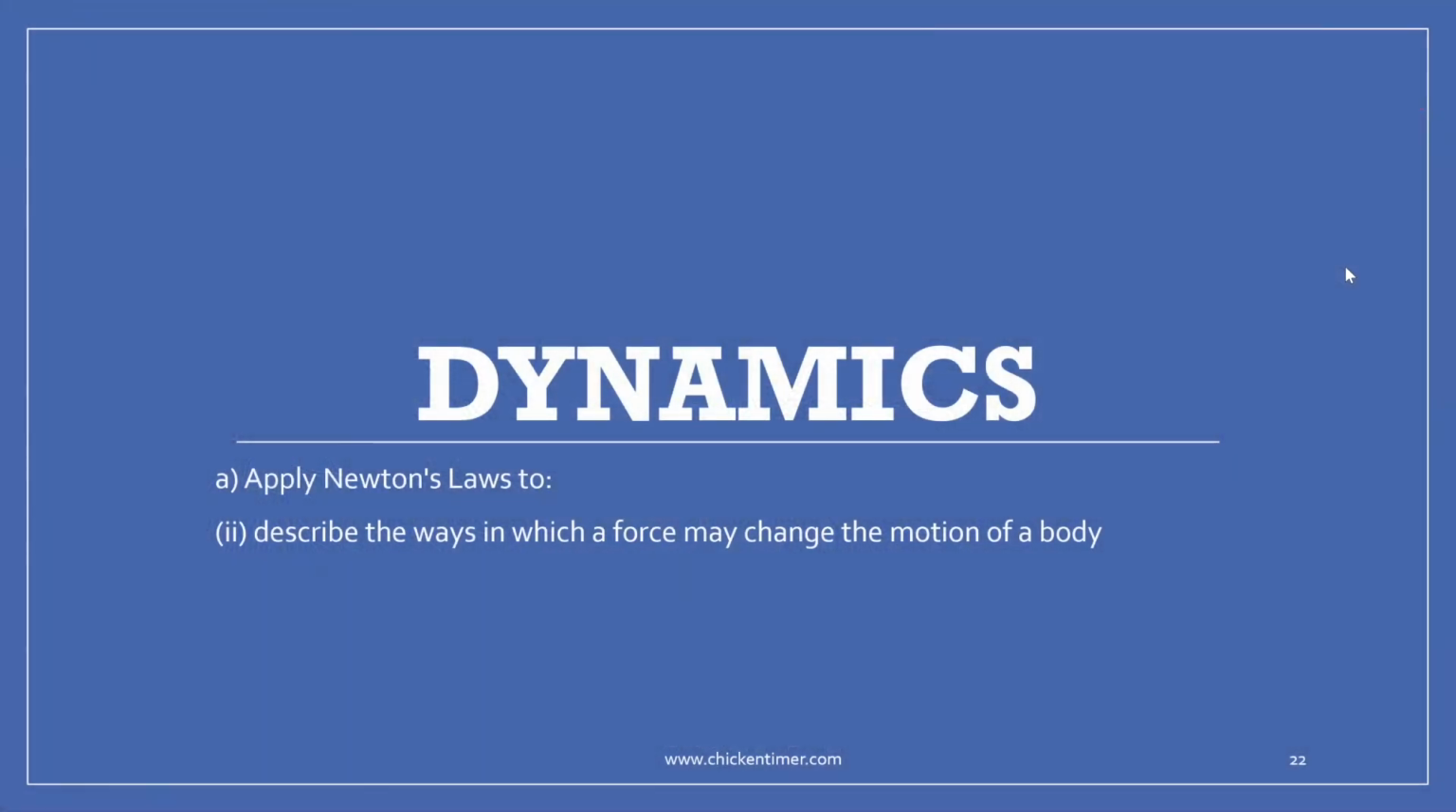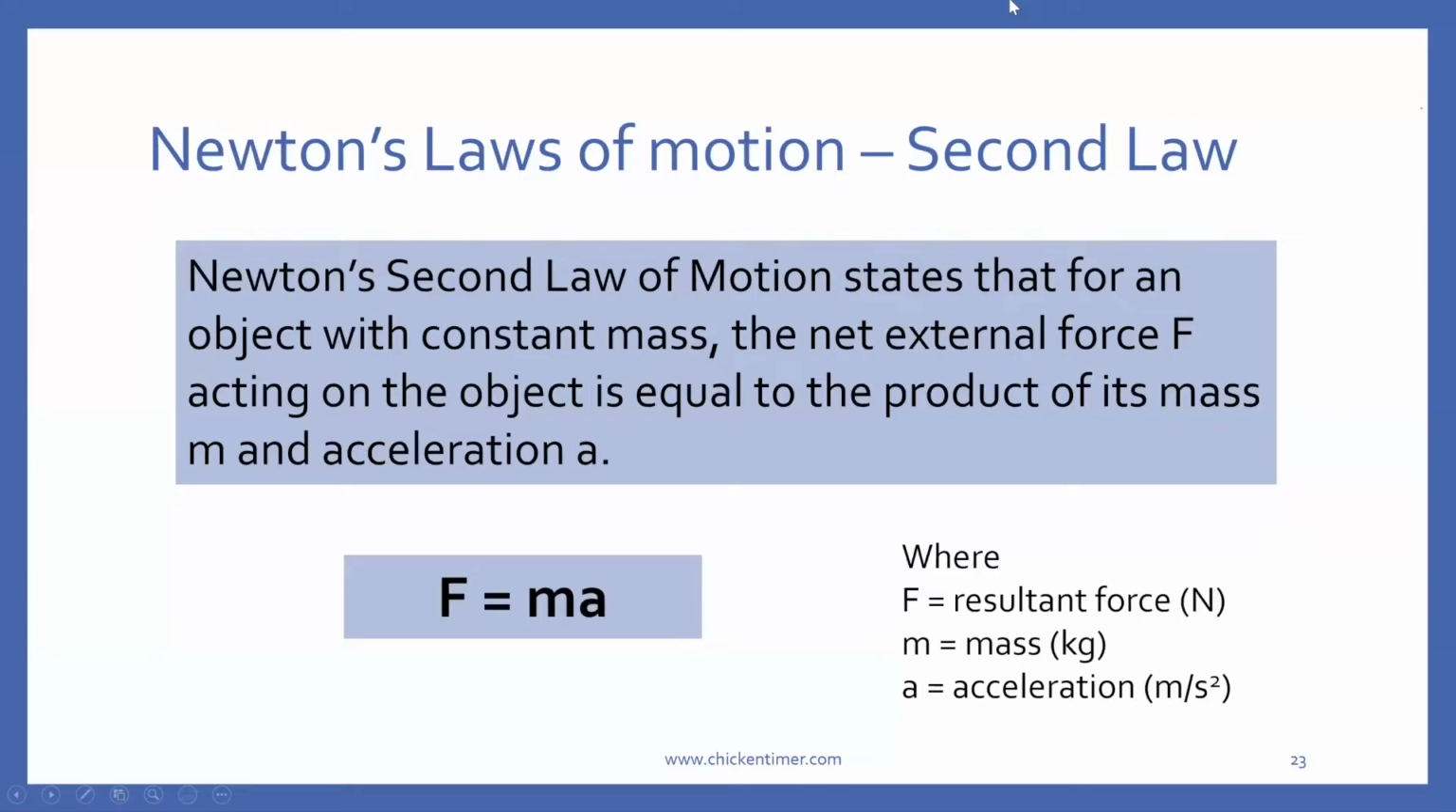So this one, we describe the ways in which a force may change the motion of a body, and apply Newton's law. This is emphasizing Newton's second law. Newton's second law of motion states that for an object with constant mass, the external force acting on the object is equal to the product of its mass and acceleration.